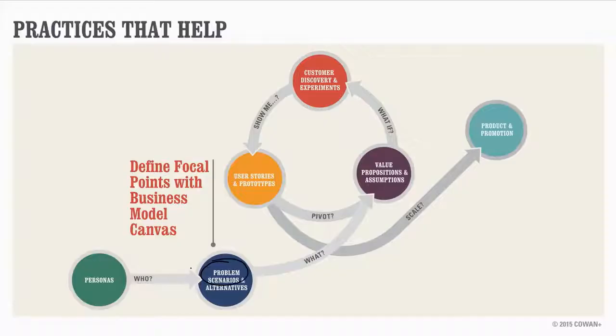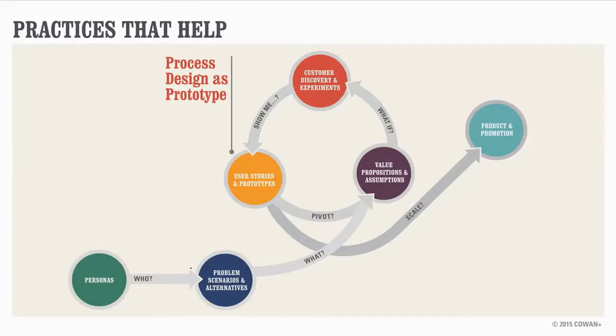In the last set of material, we learned how to use the business model canvas to draw out key focal points about the business so that our problem scenarios are more focused. Now what we're going to do is learn how to create thoughtful process designs as a kind of prototype to link with our user stories and drive to what's valuable about what we're going to do or not valuable, so that we can stay focused and not create a bunch of output that users don't like.